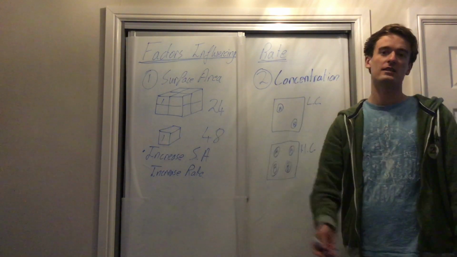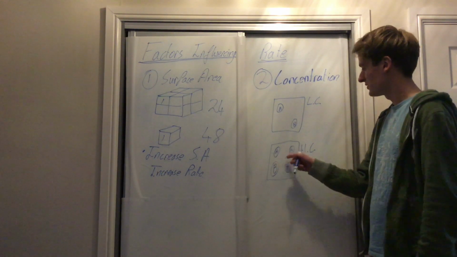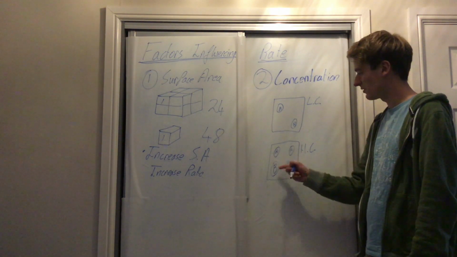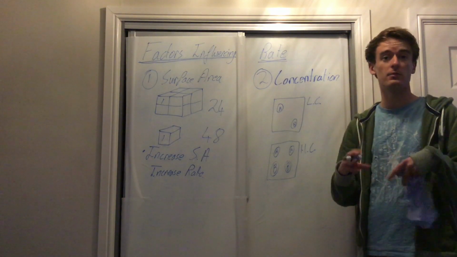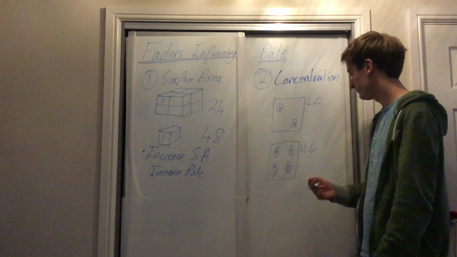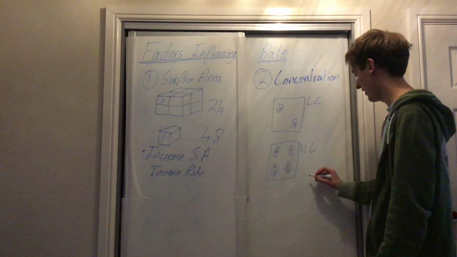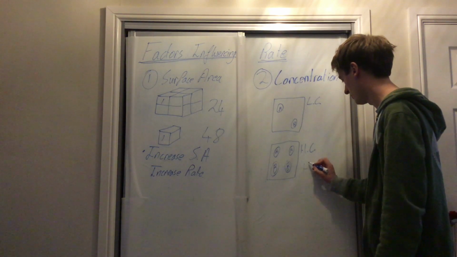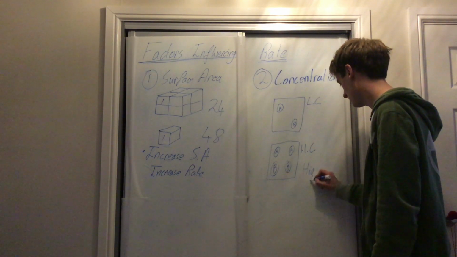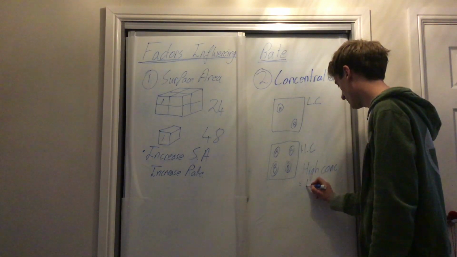All of these rates can be explained with the frequency of successful collisions. So these particles, obviously if there's more of them in the same space, are more likely to have a collision and a reaction. So with higher concentration, higher rate. So I'll just put high conc equals high rate.